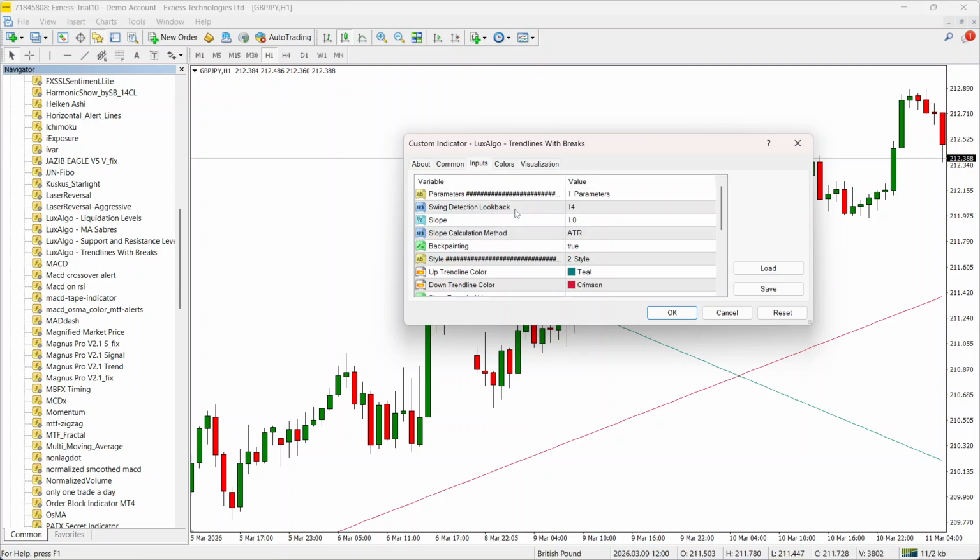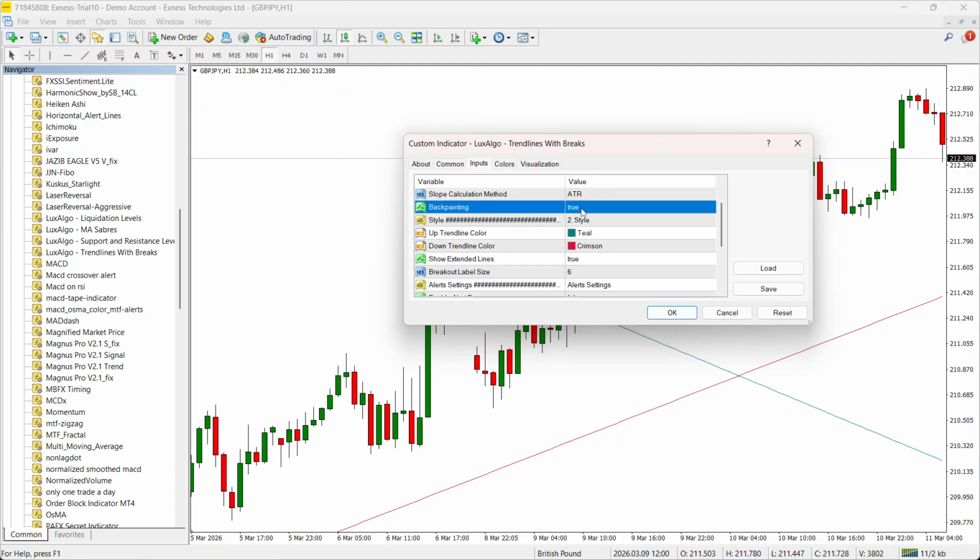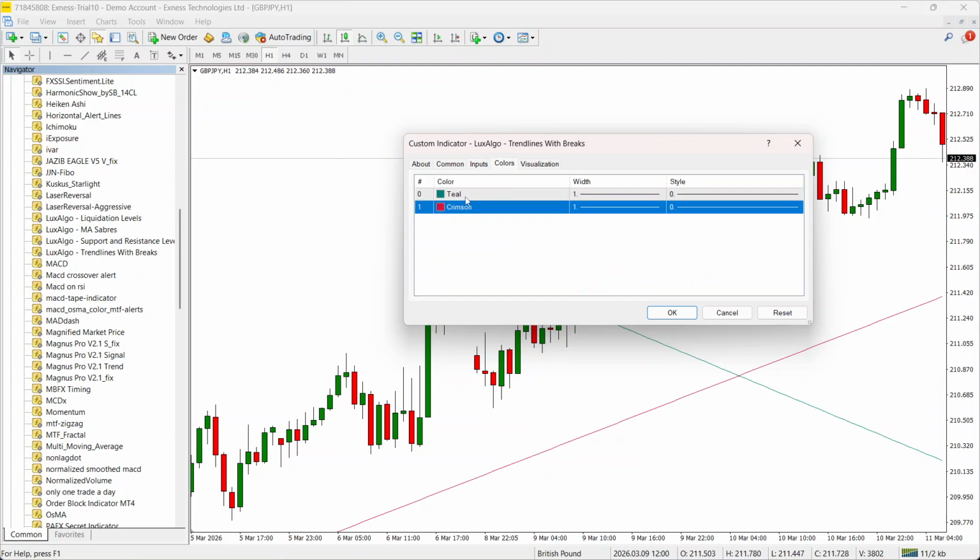Now we have the swing detection look back in the settings, the slope, and the slope calculation method. We also have back painting, which you can turn off or on, and we have alerts notifications, both email and push. And also adjust the color of the trend lines for support and resistance.